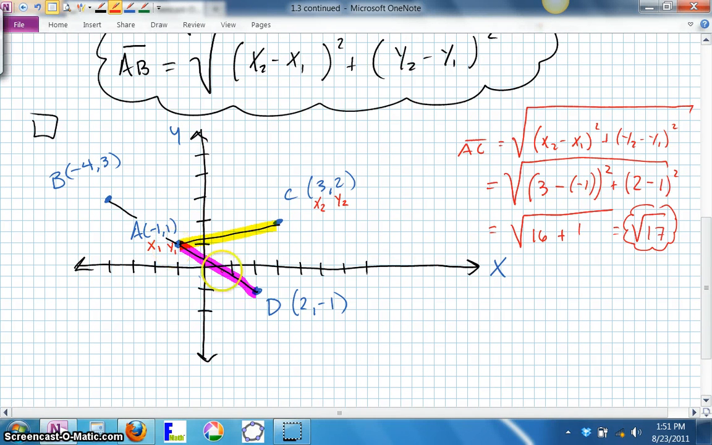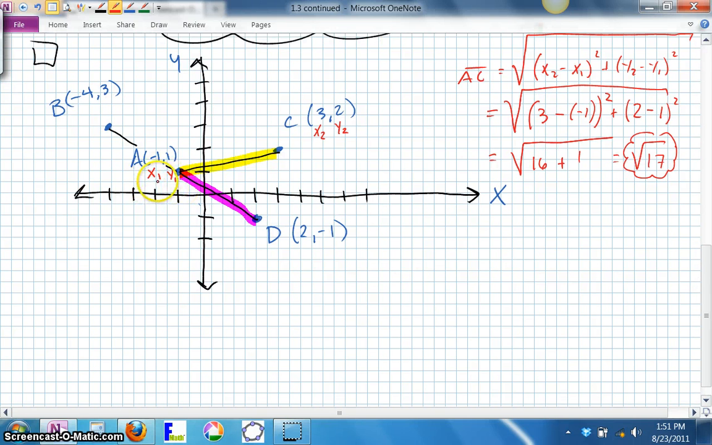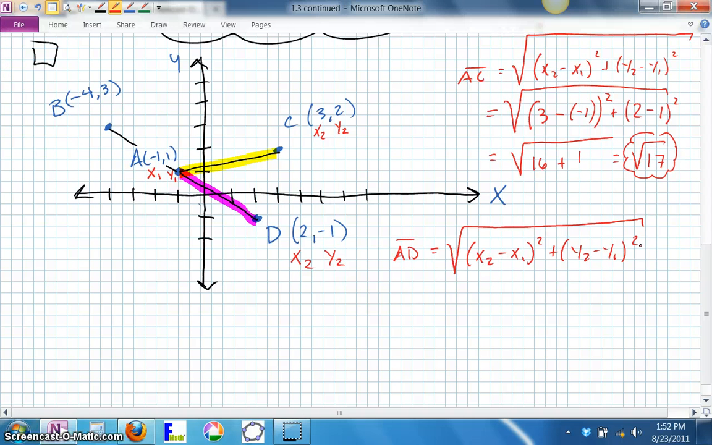And so now we have to check A to D. So I can still leave this point as x1 and y1. I'm going to label this point now x2 and y2, my new point. Okay? So let's figure out how far it is from A to D, that line segment. Again, I'm going to do the same exact thing. X sub 2 minus x sub 1 squared plus y sub 2 minus y sub 1 squared. I know it's tedious, but if you write it all out, you will have a higher rate of success.